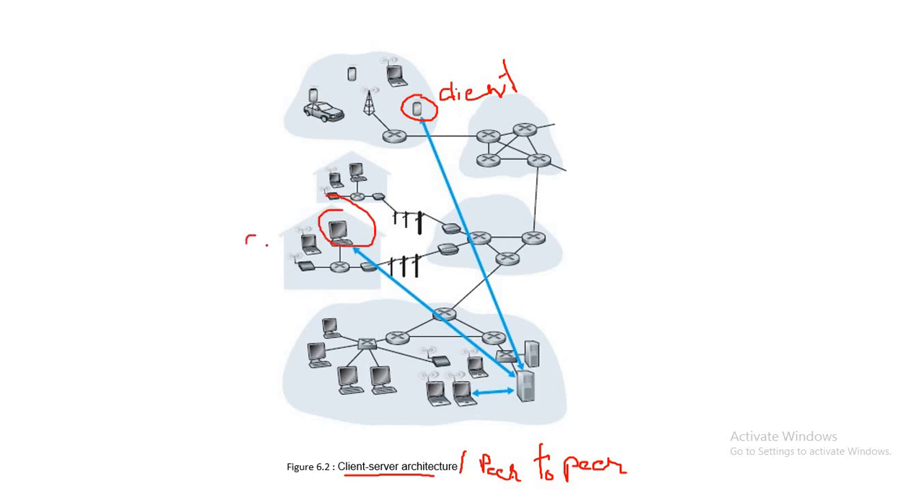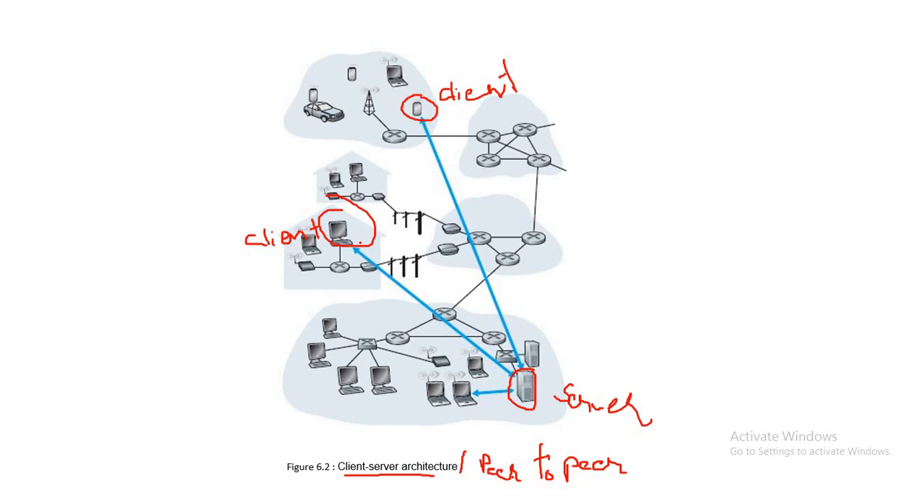It is also our client, and that is our server. So that is the scenario of client server architecture. Client is always making the request to server to access the data or information.